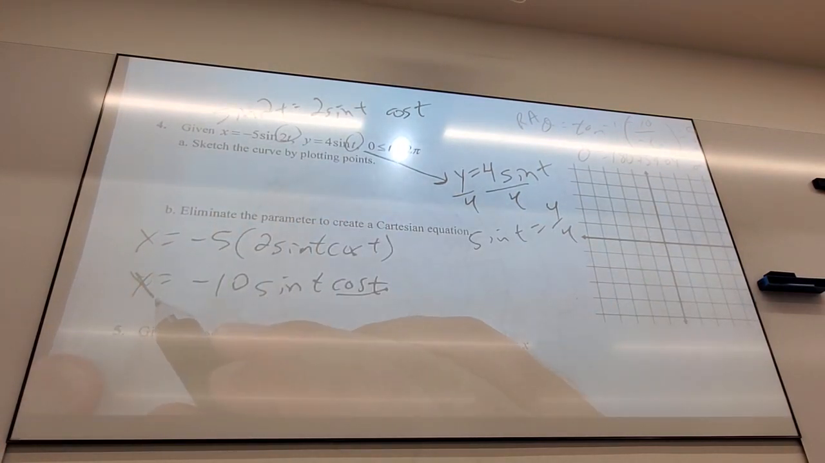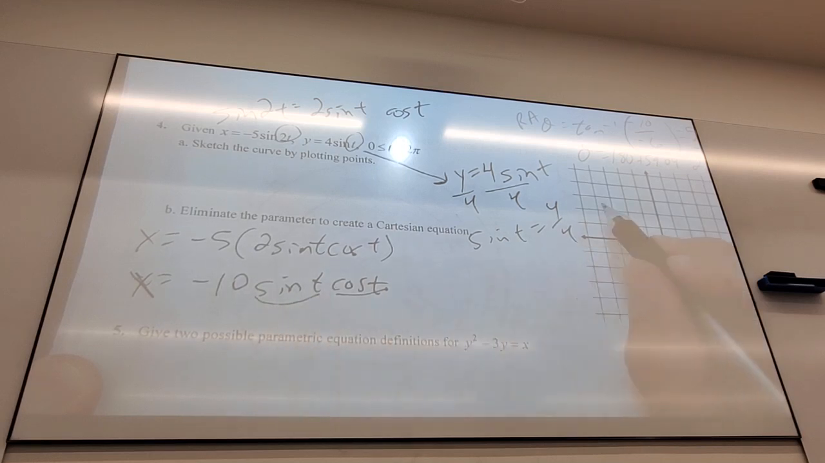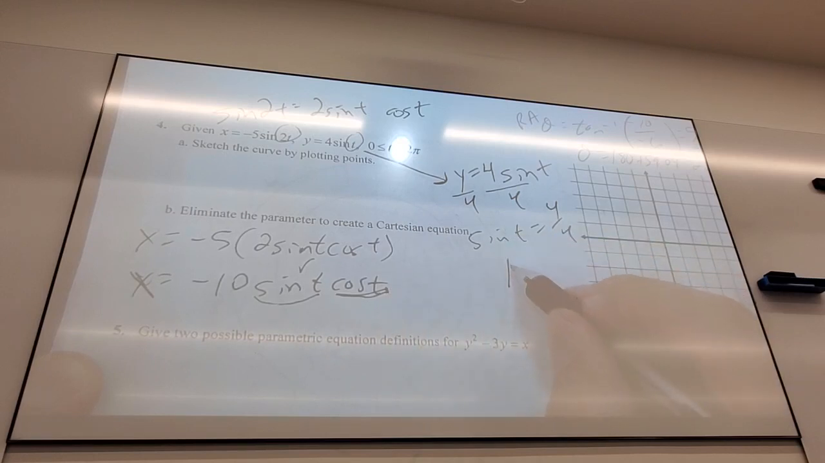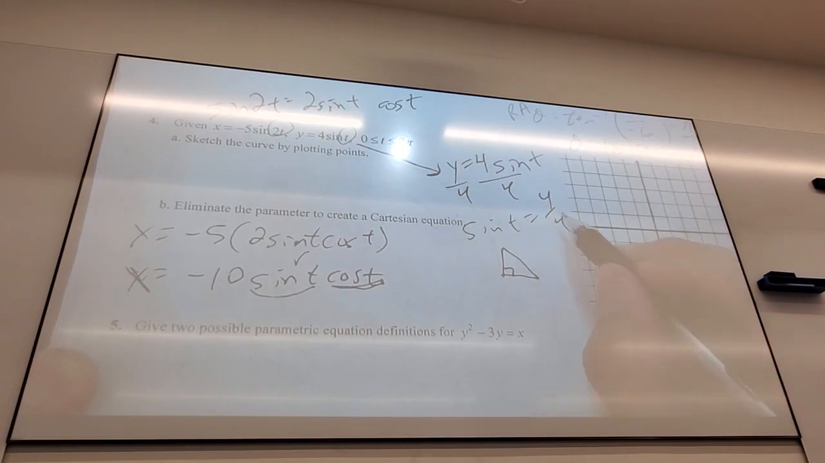So to get what x is, I have to know what sine t is, and I do. Check. I have to know what cosine t is. Do I know what cosine t is yet? Can you find t by just doing the inverse sine? No, forget that. Sine is y over 4. What side's y? Left up. Good, the y. And what side's 4?